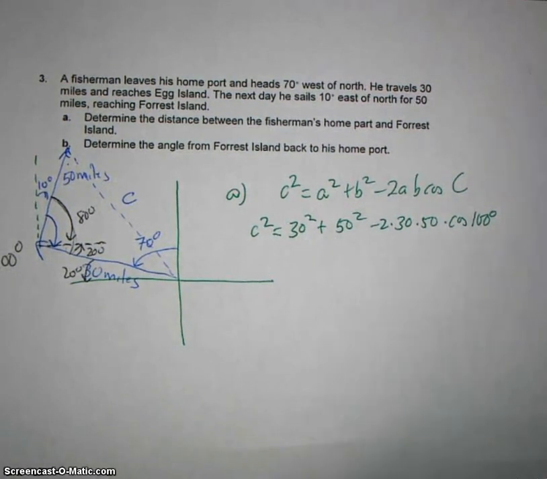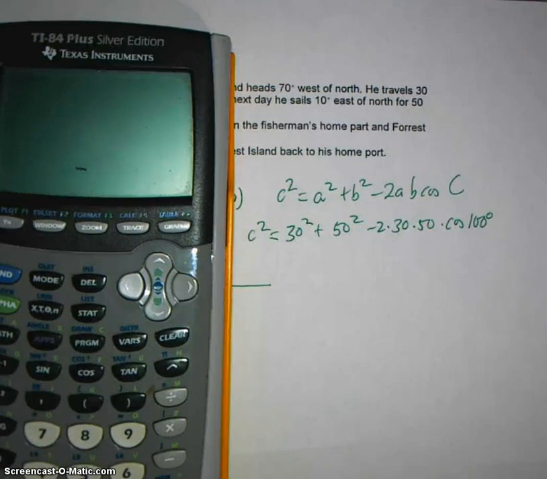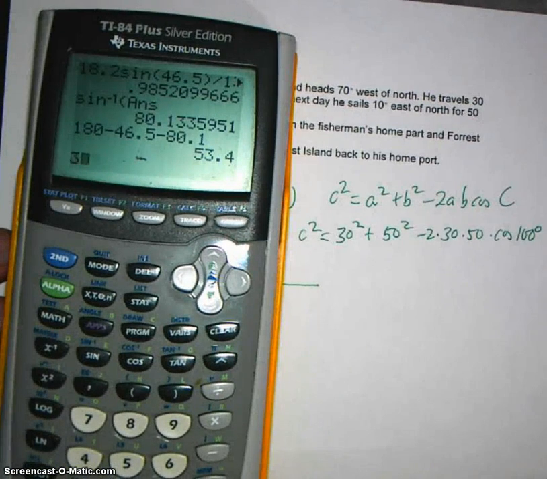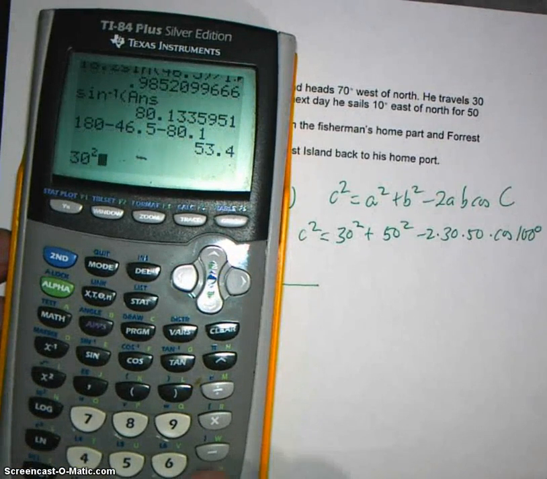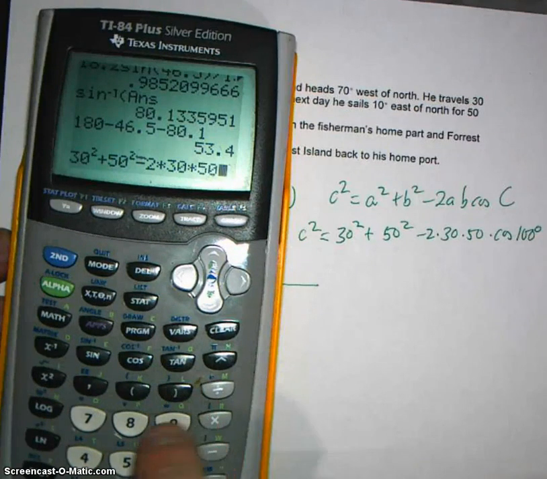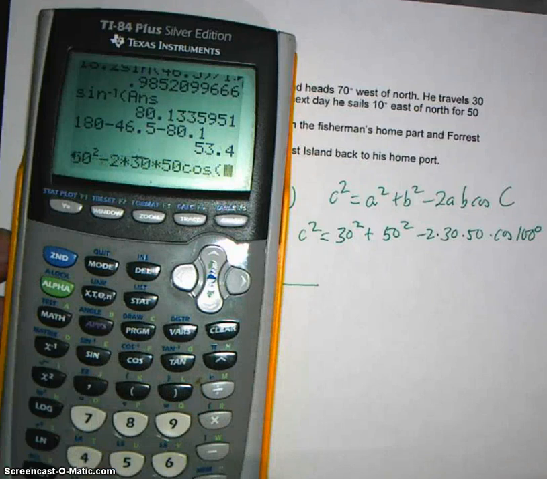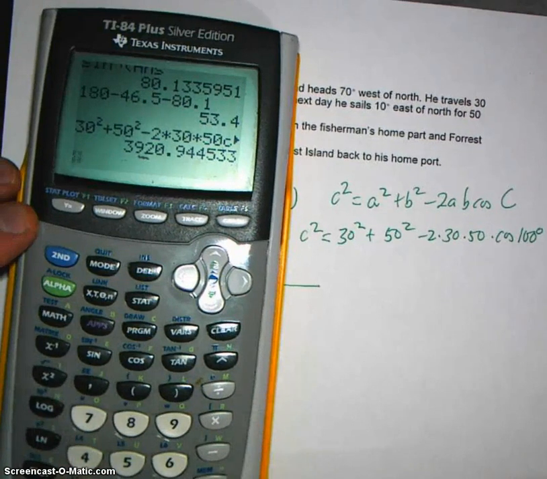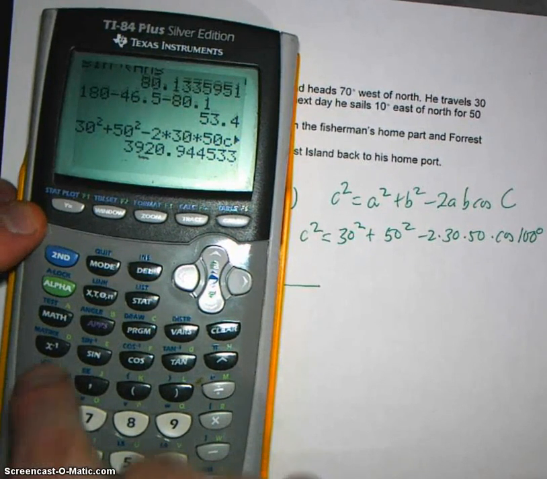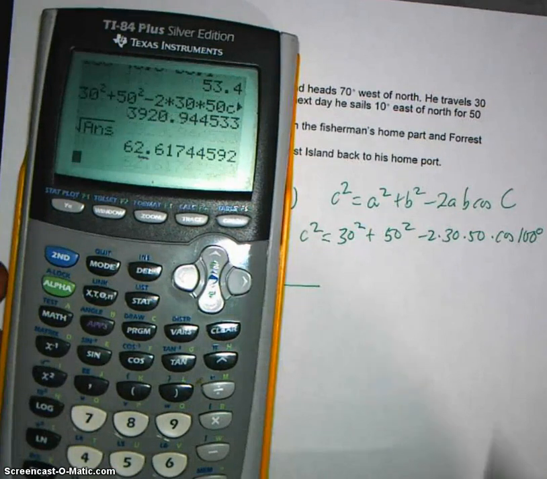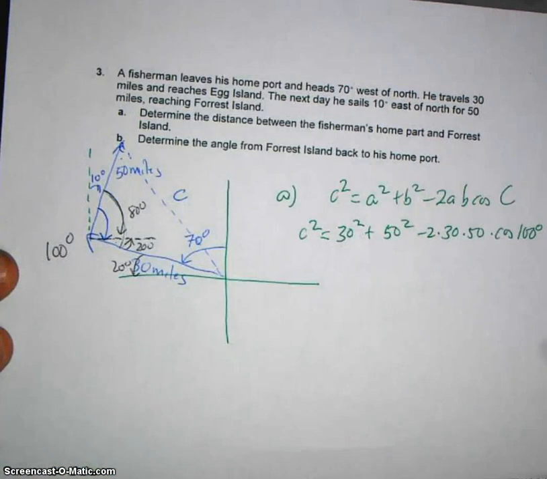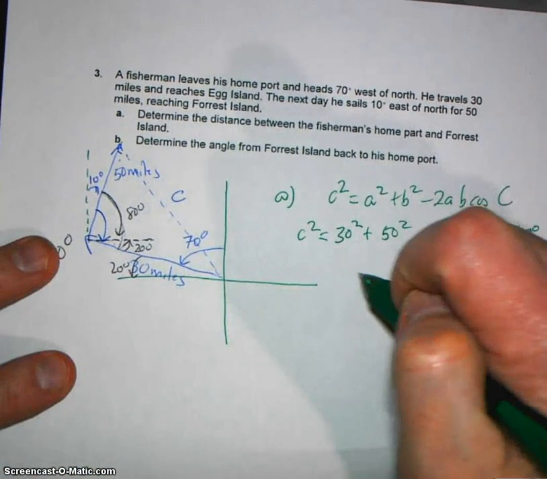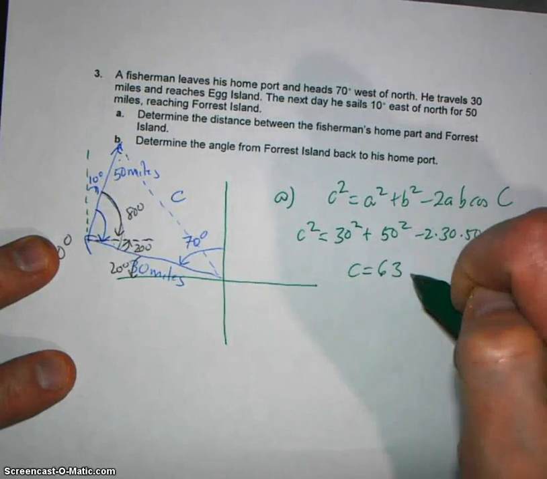All right, so calculator time. 30 squared plus 50 squared minus 2 times 30 times 50 cosine 100 degrees. Square root that answer. We get, let's call it 63 miles.